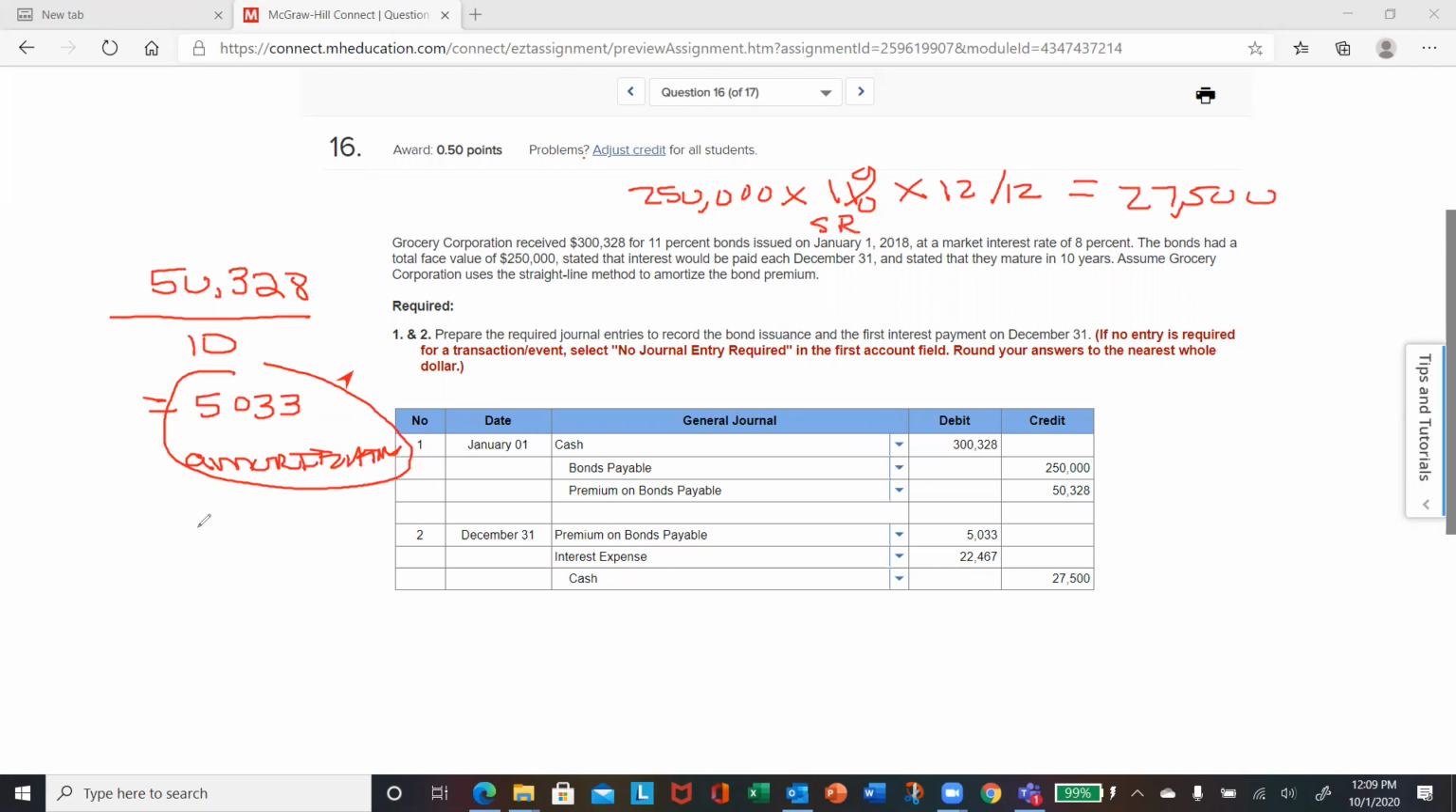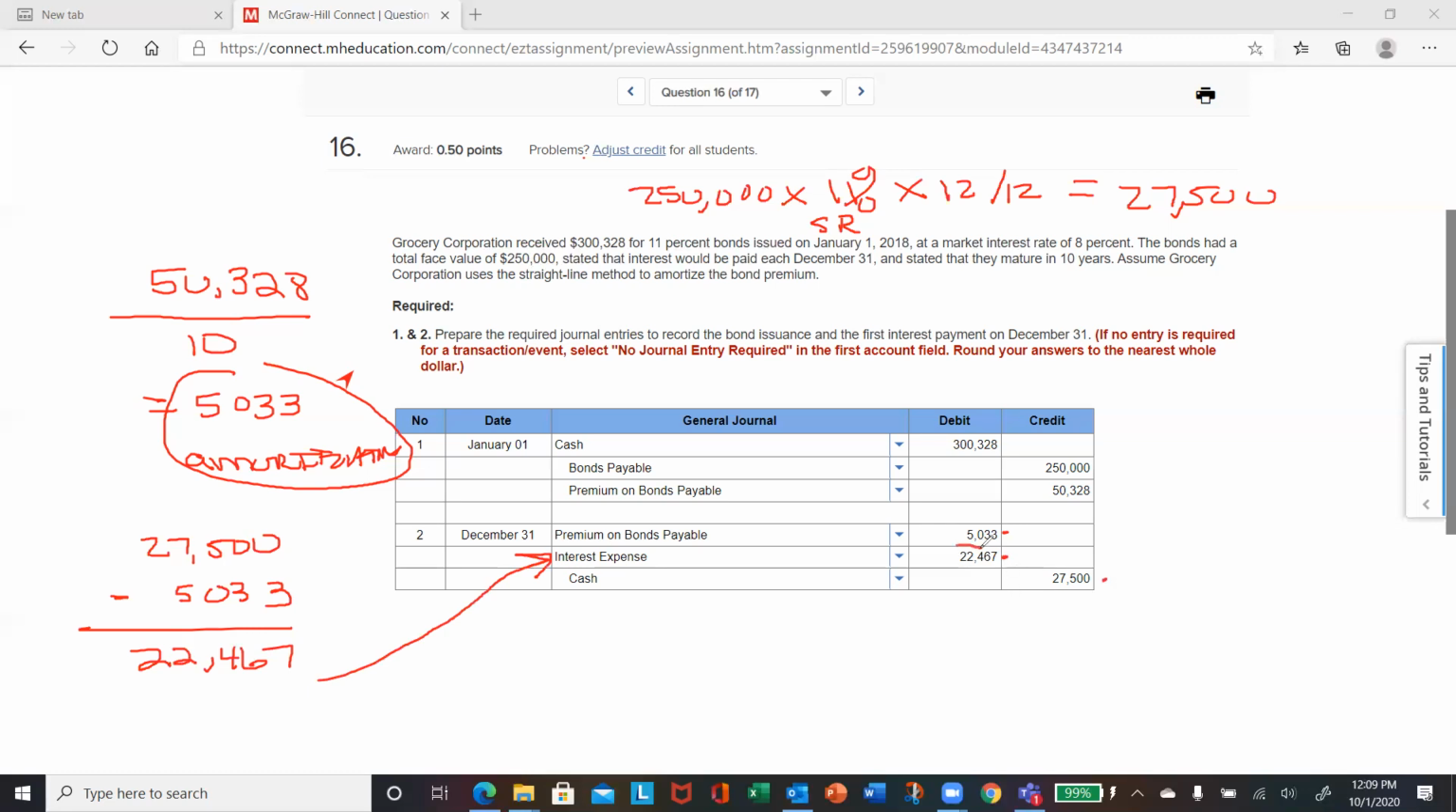So once you get that, you would take that interest payment of 27.5, subtract out that amortization of 5033, and that would be what you would report as interest expense. So in this case, if you look at the entry, you're debiting the premium. There's your amortization of 5033. You are debiting interest expense for that difference, which is 22,467, and crediting cash for 27.5.